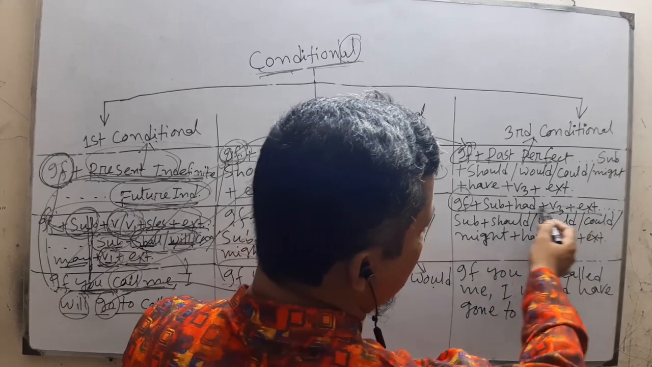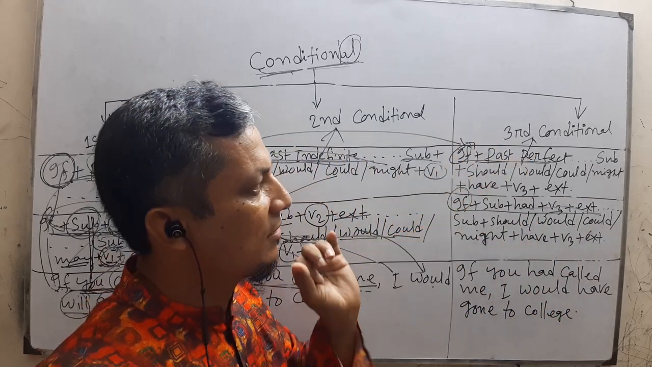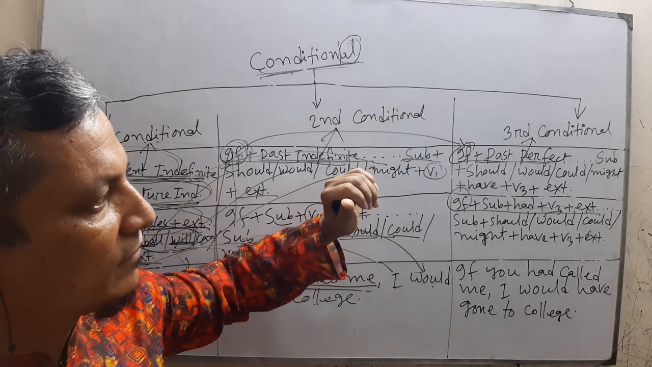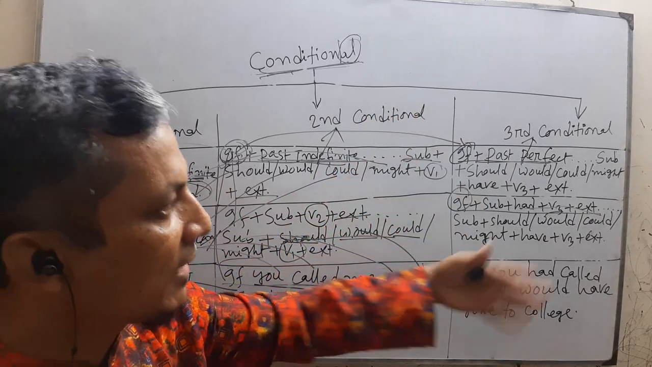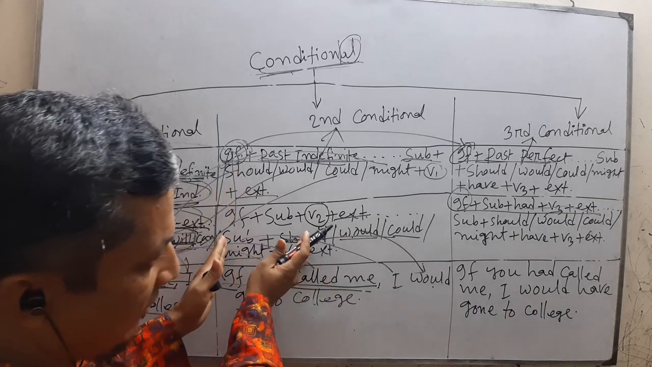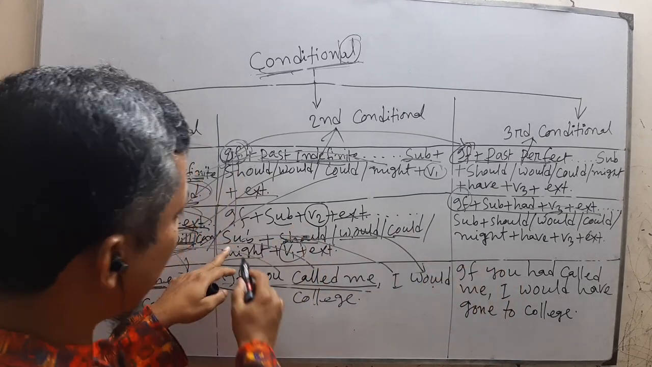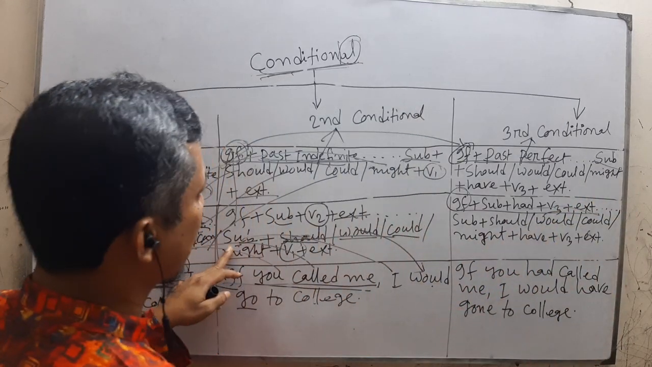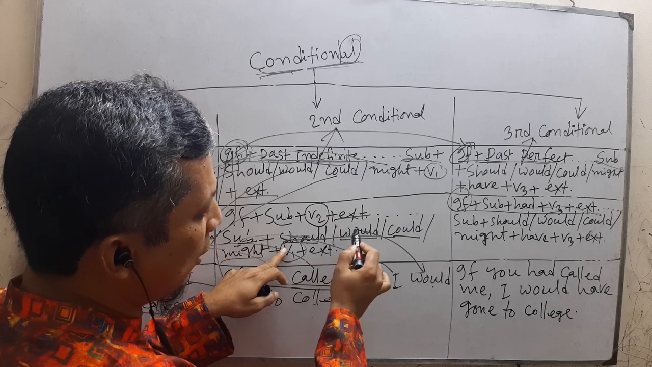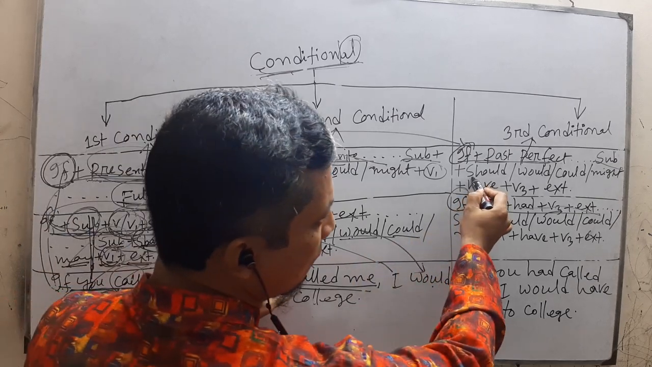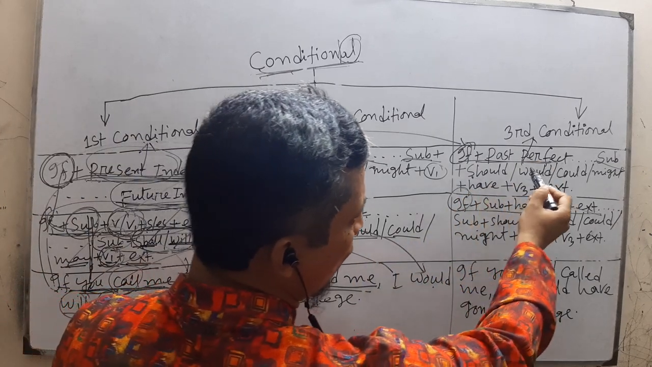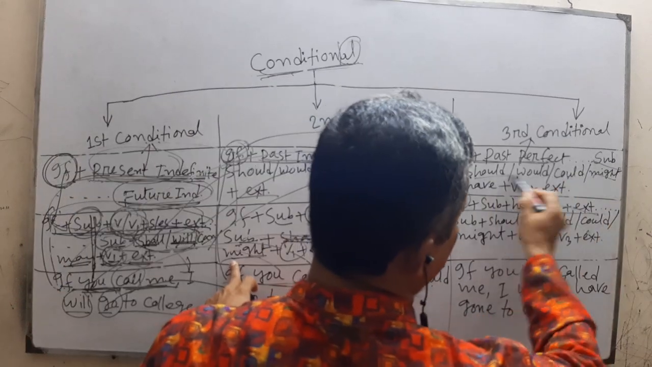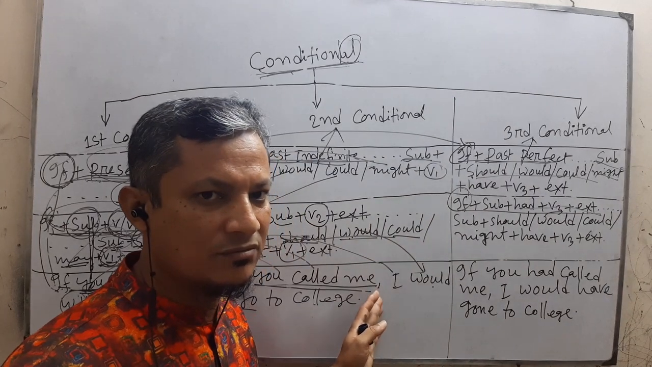This is one part of third conditional. It is related to a complex sentence, so I have to make another sentence. If you understand this, it will be very helpful to you. Here is subject. Then should or would or could. Should, would, could in third conditional follow. Another is might. Here is also might. Am I clear to you, my dear students?